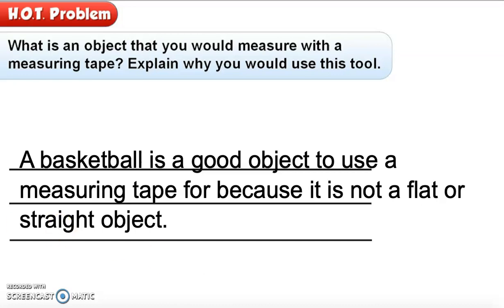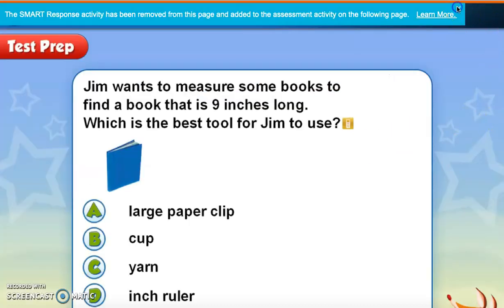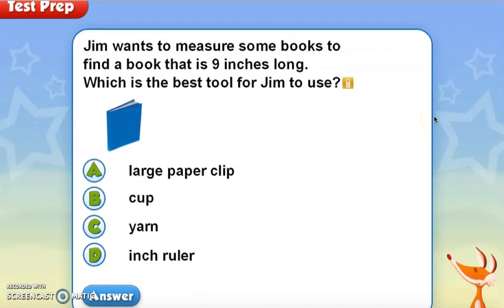Okay. So our last question here says, Jim wants to measure some books to find a book that is 9 inches long. Which is the best tool for Jim to use? So our options are a large paperclip, a cup, yarn, or an inch ruler. So right off the bat, we can get rid of 2 of these answers, right? Because we can definitely get rid of a cup, because remember, a cup, we kind of measure around a cup. We don't use it to measure.